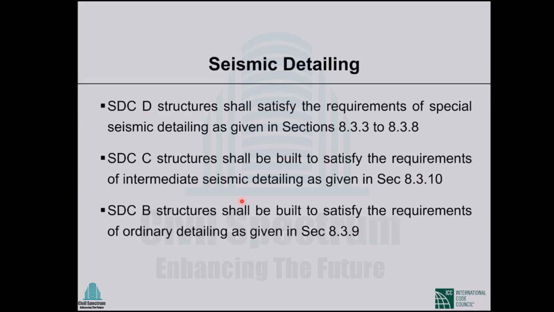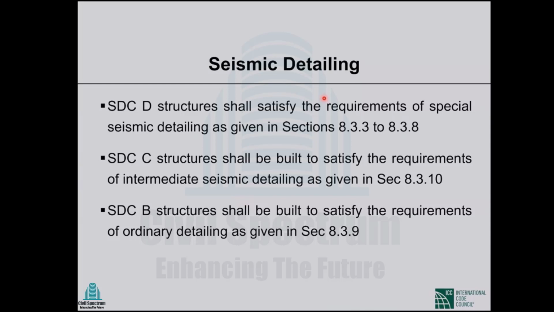Now, seismic detailing. This is chapter 8 of part 6. This is very important. As I said, loading, chapter 2, reinforced concrete design, chapter 6, and chapter 8, detailing. These are interrelated chapters.